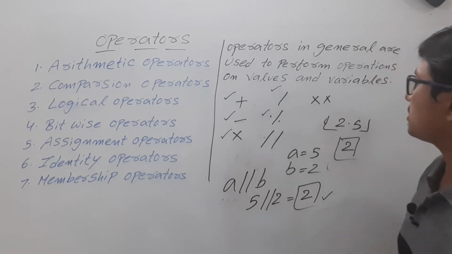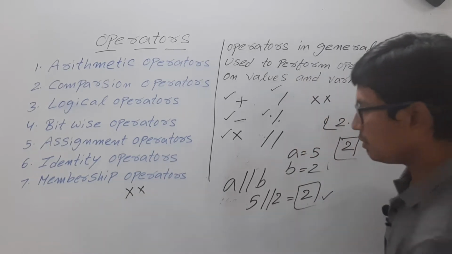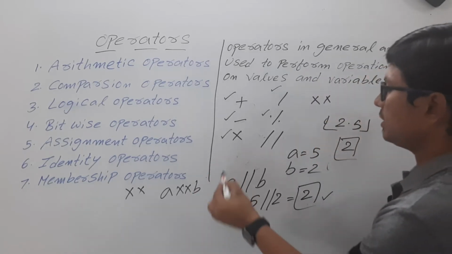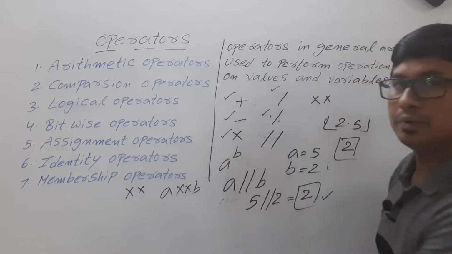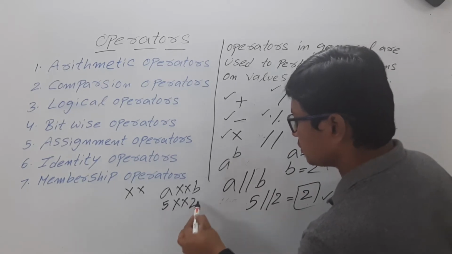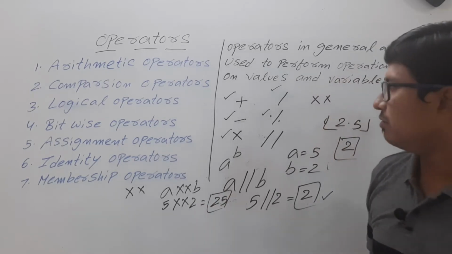Now let me discuss the power. So power you will represent like this. Now a power b is nothing but a raised to the power b. So if you give the a value as 5 and b value as 2, it will give you the value 25, because it is 5 power 2, which is 25.